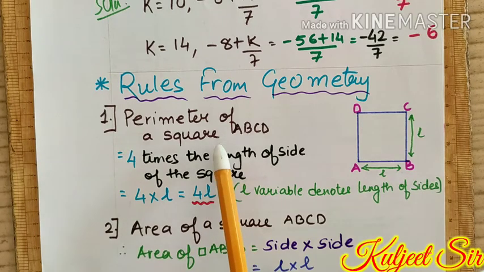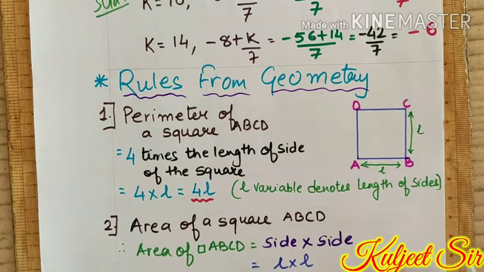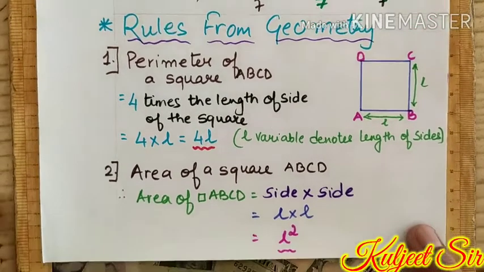So the perimeter of a square will be 4L. This is the formula to find the perimeter of a square. And L is the variable which denotes the length of the sides. So this is how the perimeter of a square can be found. Now let us find out the same for the area of a square.